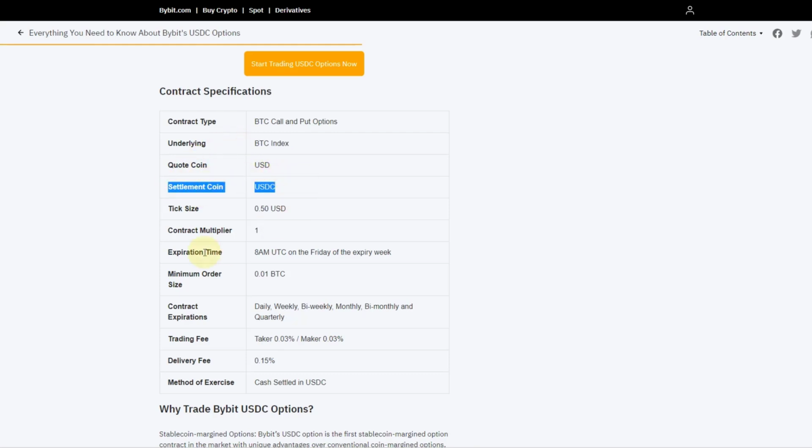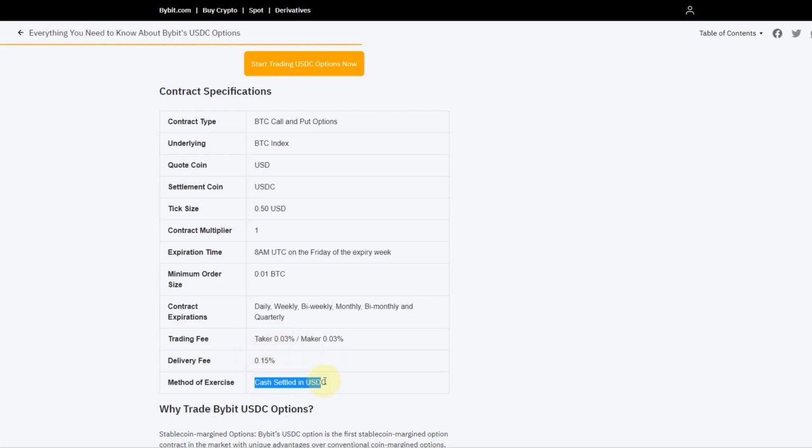The settlement coin, very important, is USDC. So you need to have USDC in your options portfolio if you want to trade options contracts. Here you can see the contract expirations. There are contracts that expire daily, weekly, bi-weekly, monthly, bi-monthly, and quarterly. This is the trading fee, pretty similar to many other exchanges. And there's a delivery fee, so when it expires you have to pay a fee.